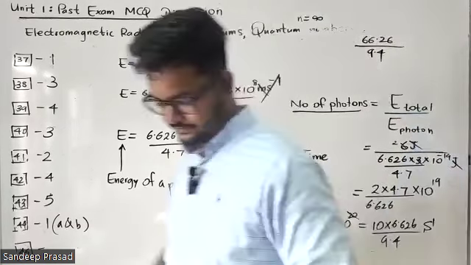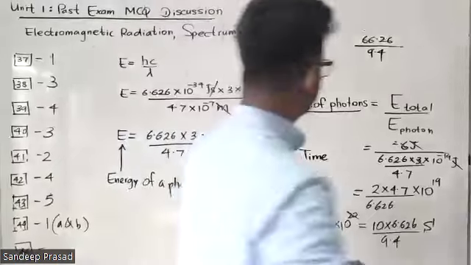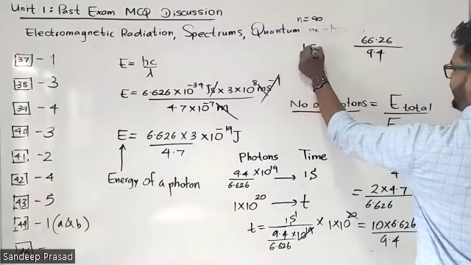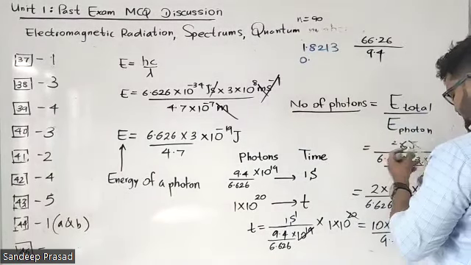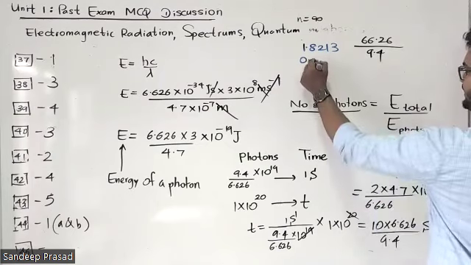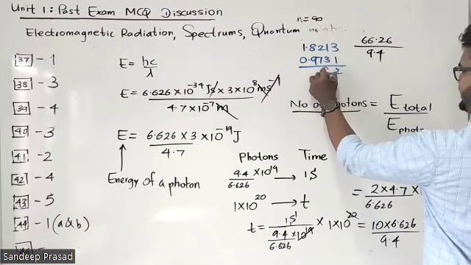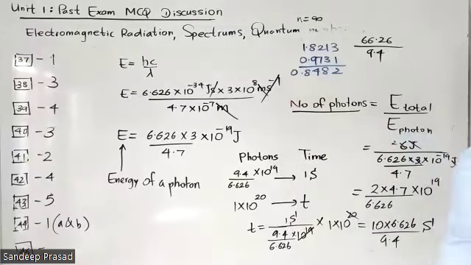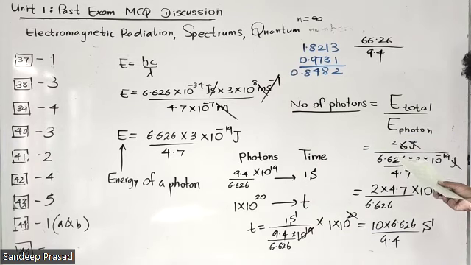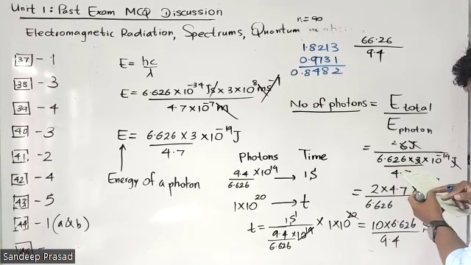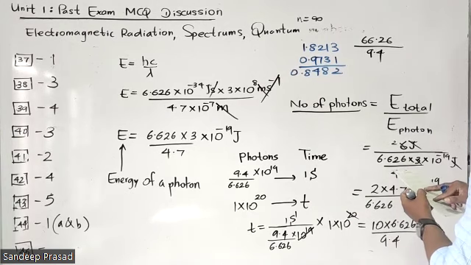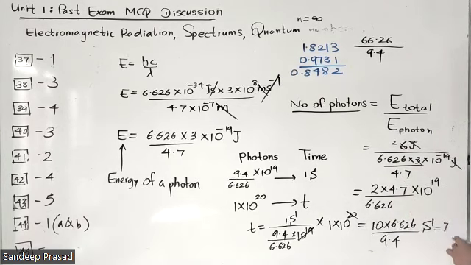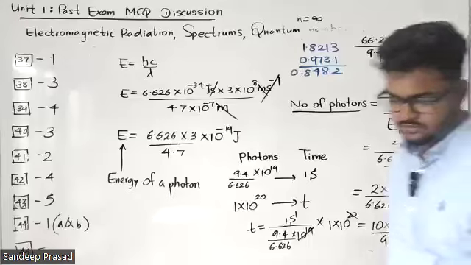Let me use logarithms. The log value of 94 is 9731, and 66.26 gives 8213. Subtracting gives 8482, and the antilog of 8482 is 75. So the answer is 7.05 seconds. Do we have that kind of answer?